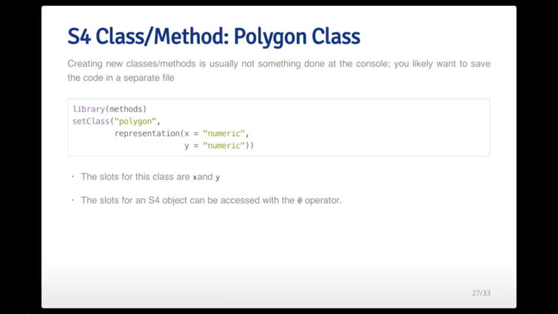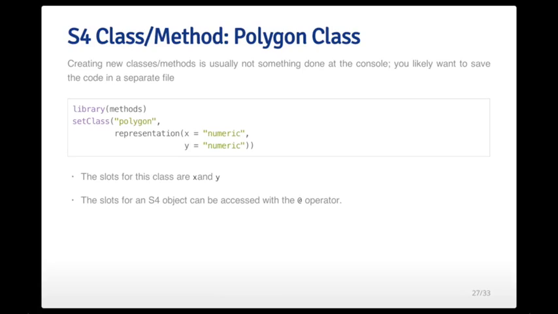So here I'm creating a polygon class, and in the representation, I create two slots. One is called x, which contains the x coordinates of all of the vertices. And then another slot is called y, and that contains the y coordinates for all the vertices. You can see that I specified that the x and the y slots are to be numeric values.